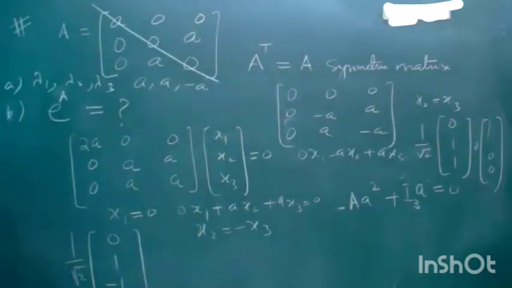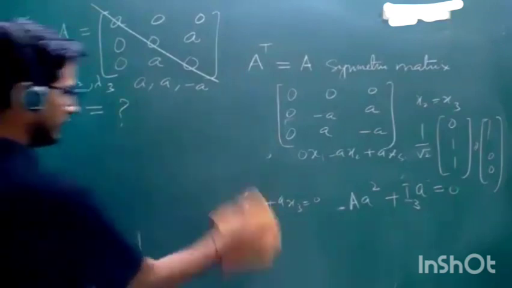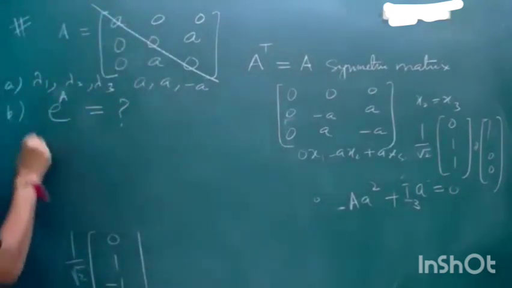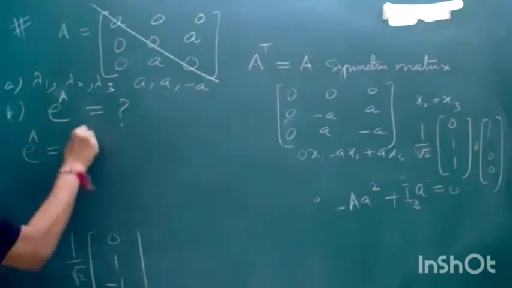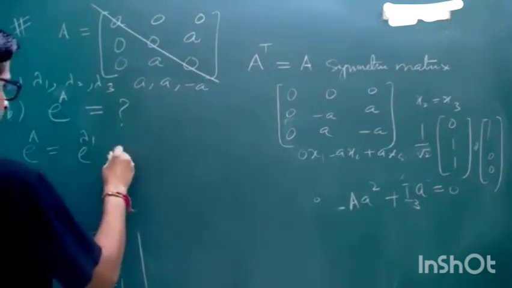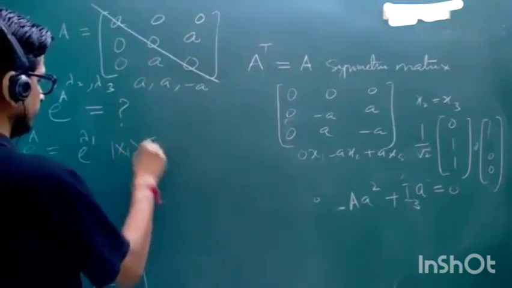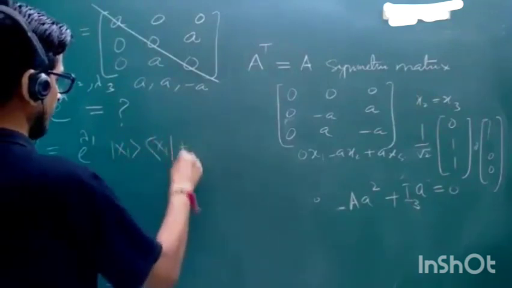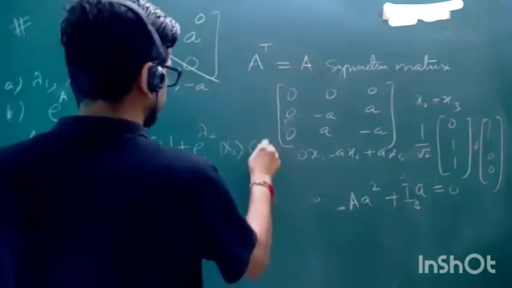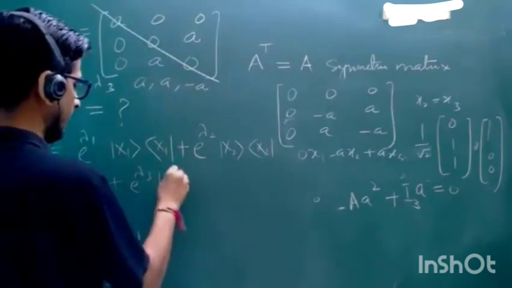Now, can we write e to the power a quickly? You people tell me the multiplication. So e to the power a will now be e to the power lambda 1, and suppose this is x1, x1, and e to the power lambda 2 x2, and e to the power lambda 3 x3.